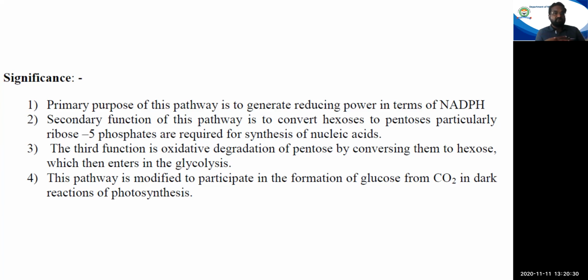cell first. Okay, so in such cases, this HMP pathway may convert the pentoses to hexoses, because pentose cannot enter glycolysis. So the HMP pathway converts these pentoses to hexoses, and these hexoses then enter the pathway. Okay, so that will be the significance of this pathway. Now we'll move on to the actual reactions, how they take place during the pathway.